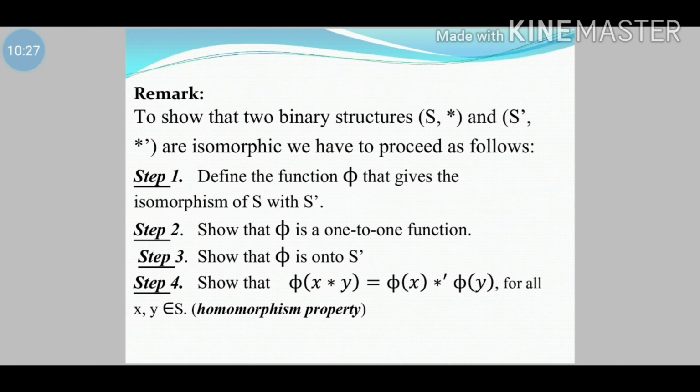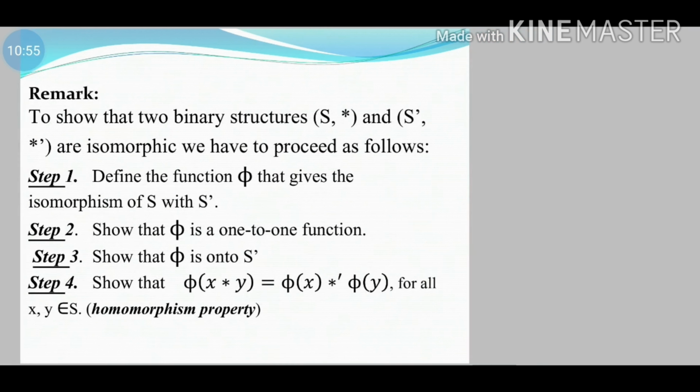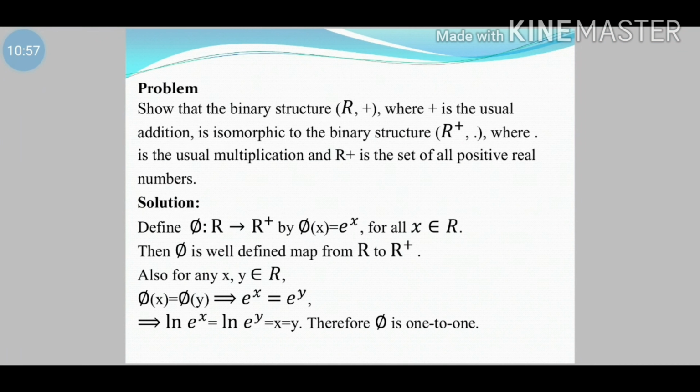To show that two binary structures are isomorphic, we have to proceed as follows. There are a few steps. The first step is to define a function phi that gives an isomorphism of S with S dash. The second is that phi is a one-one function. Third, phi must be onto. Finally, it satisfies the homomorphism property: phi of X star Y is equal to phi of X star dash phi of Y for all X, Y belongs to S.